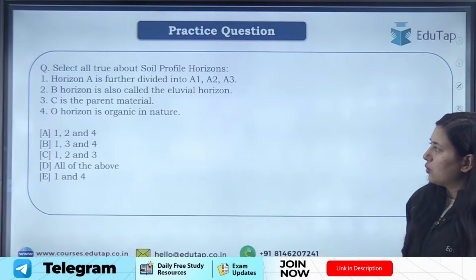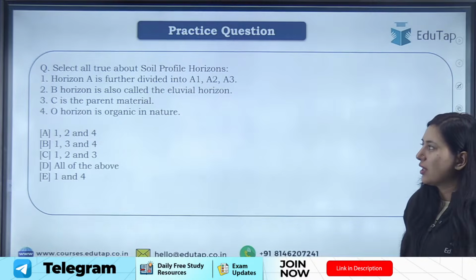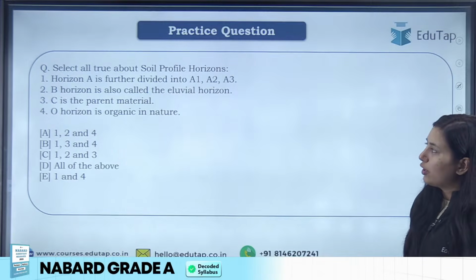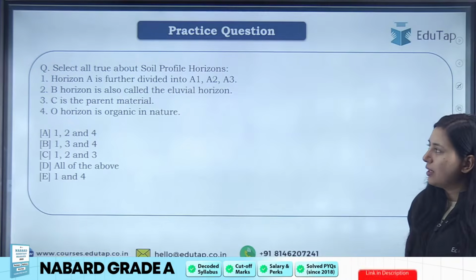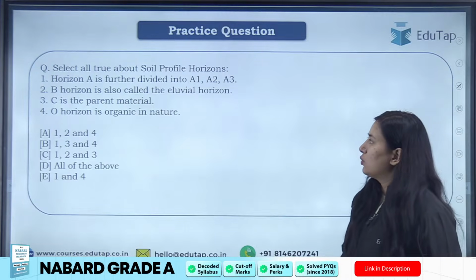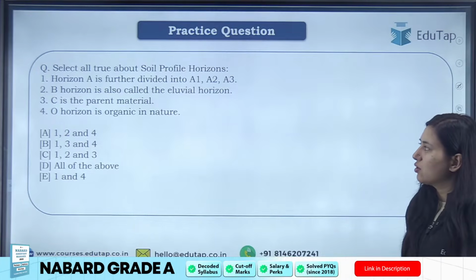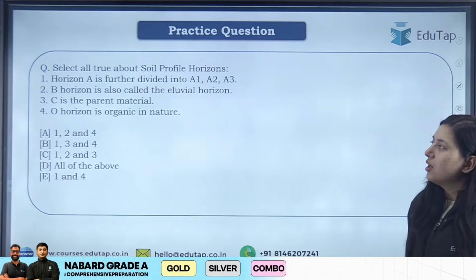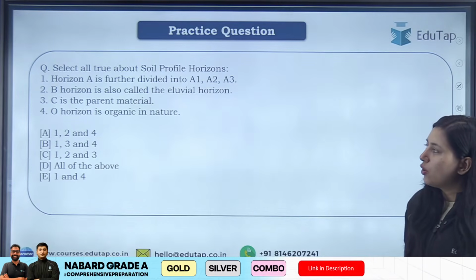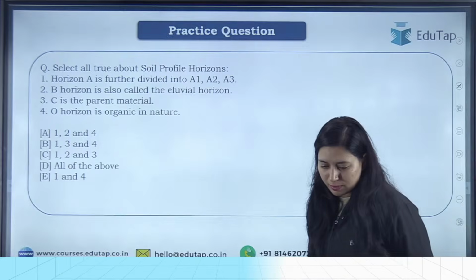ठीक है, चलो next is select all true about soil profile horizon. Okay, now I have discussed all about soil profile and horizon. You have to tell me: Horizon A is further divided into A1, A2, A3. B horizon is also called as alluvial zone. C is the parent material. O horizon is the organic in nature. Okay, what will be the answer here?